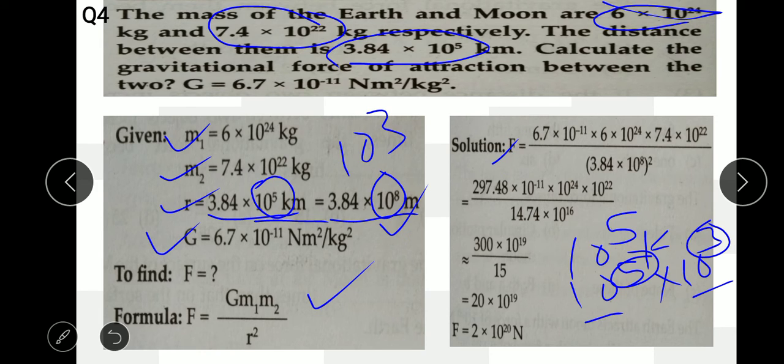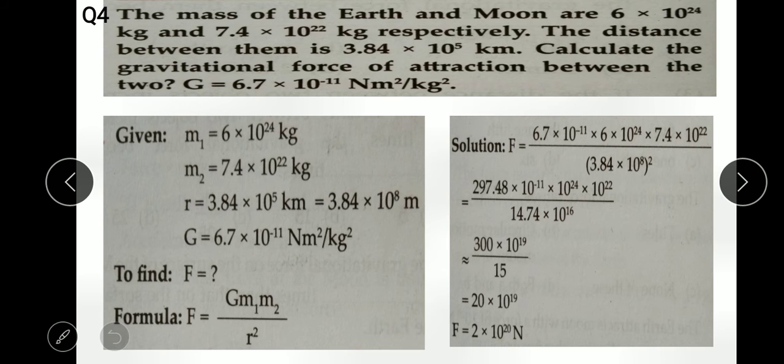F is equal to G times m1 times m2 upon r square. The G value is 6.7, then the m1 value, the m2 value, and here the r value, taken in square because r square is in the formula. So the values are just substituted, nothing more than that. There should not be any confusion. Now what they have done is multiplied 6.7, 6 and 7.4.